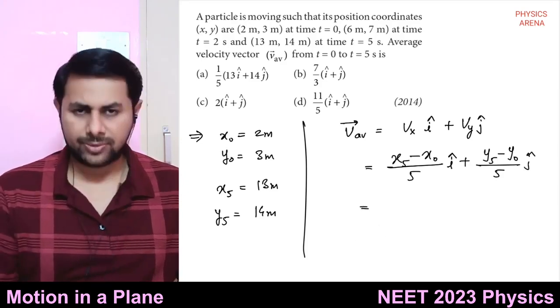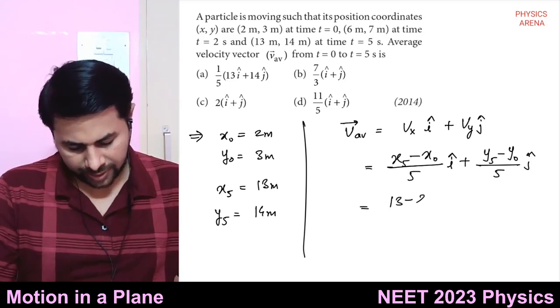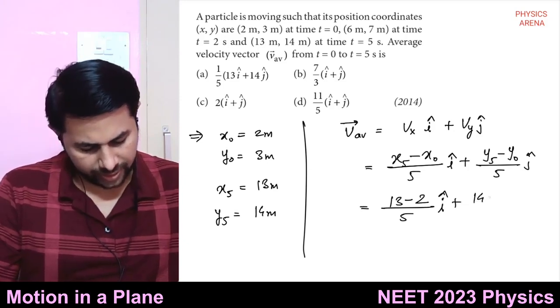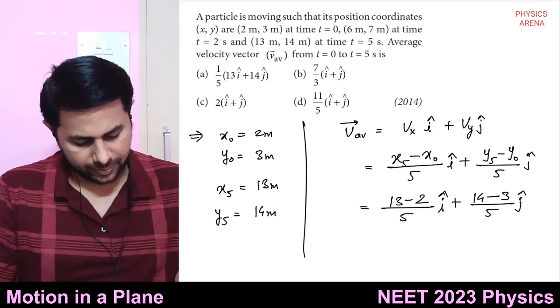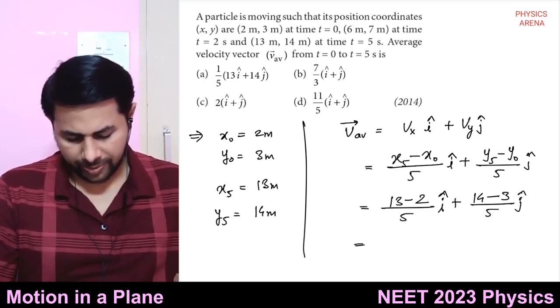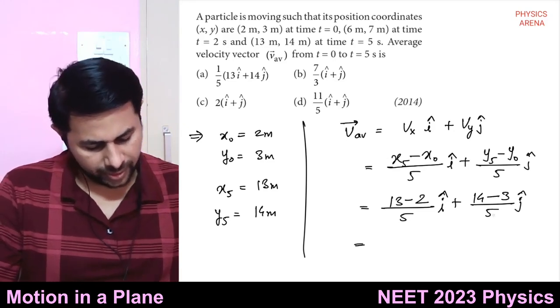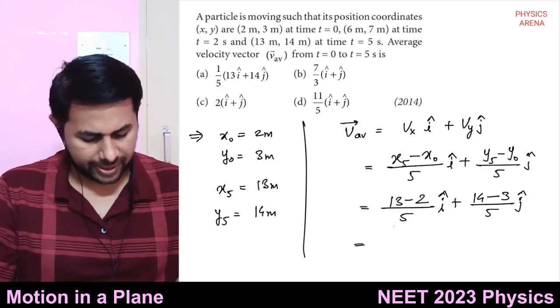Now you substitute the values. So what are the values? 13 minus 2 divided by 5 times i cap plus 14 minus 3 divided by 5 times j cap. So 11 by 5, and 11 by 5. So it is 11 by 5 i cap plus j cap.